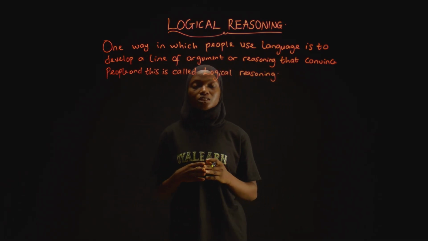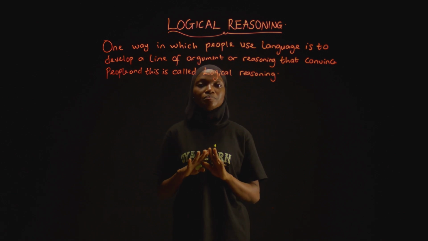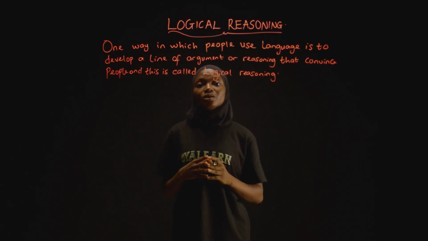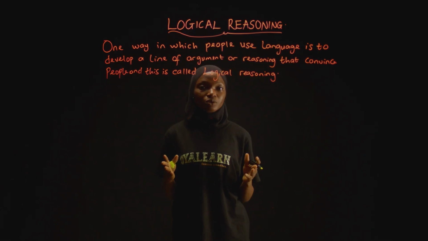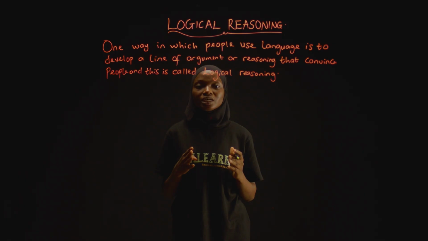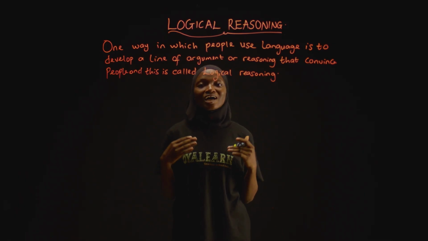Let me give you an instance. There is a school setting, and in that school setting, you are told all that school is a male school. That is, all students in that school are male. Now, they said Tola attends that school. What does that tell us? Tola is a male. So that's logical reasoning. This is what we are trying to do in this topic. That is, we are trying to develop a line of arguments or reasoning that convince people.